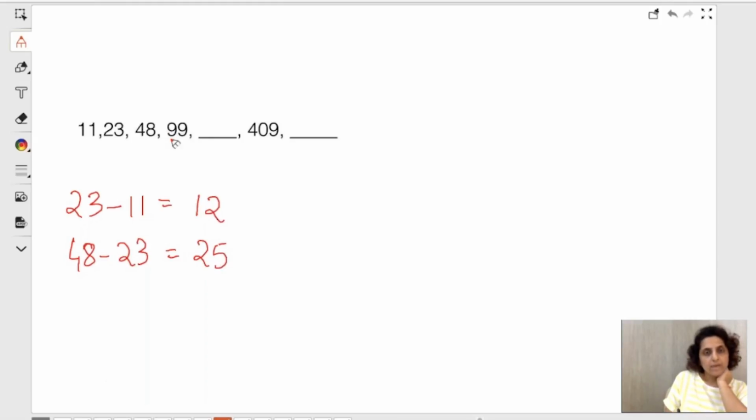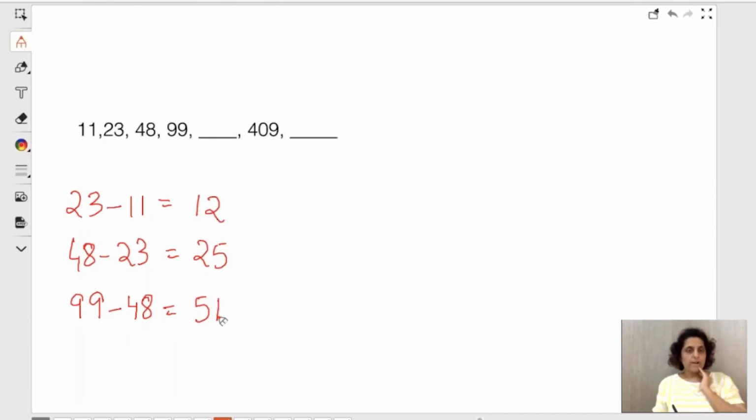Now 99 minus 48 is equal to 51, right? Okay. And the number given here, 409, we can keep for checking purposes. Whether the logic we are using is correct or not, we'll keep it as a checkpoint.